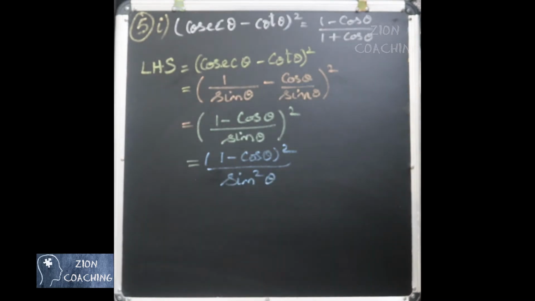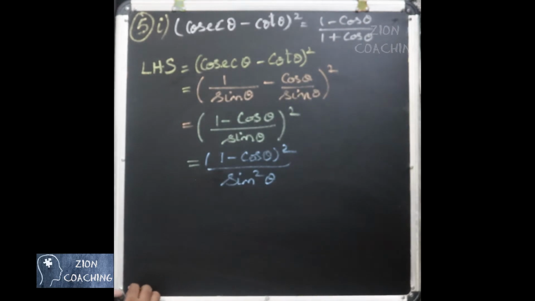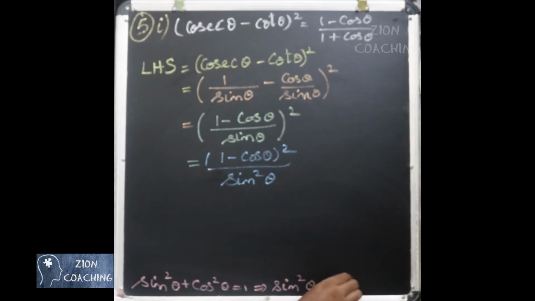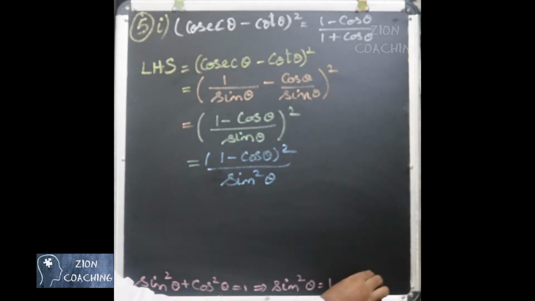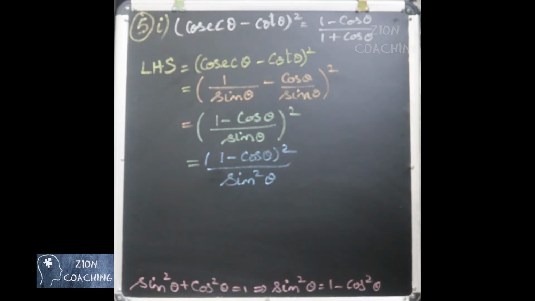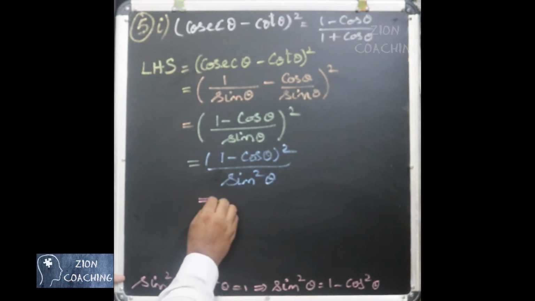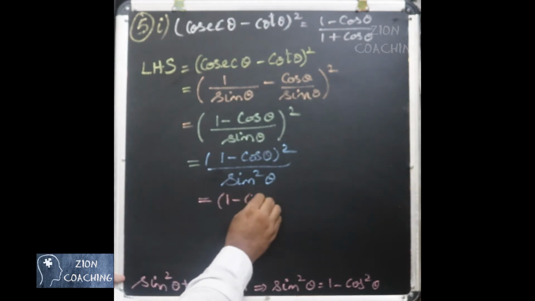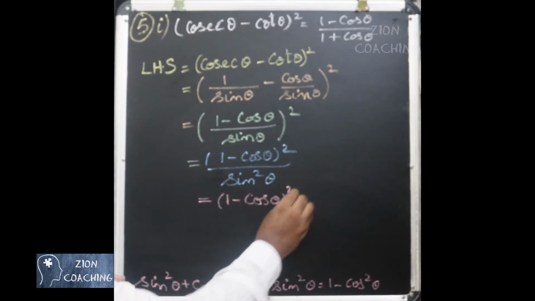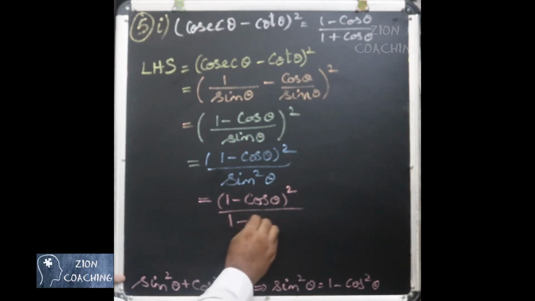Now we have the formula sin square theta plus cos square theta equal to 1. So when you take cos square theta to the other side, you will have sin square theta equal to 1 minus cos square theta. So instead of sin square theta, we are going to substitute 1 minus cos square theta. So that will be (1 minus cos theta) the whole square divided by 1 minus cos square theta.